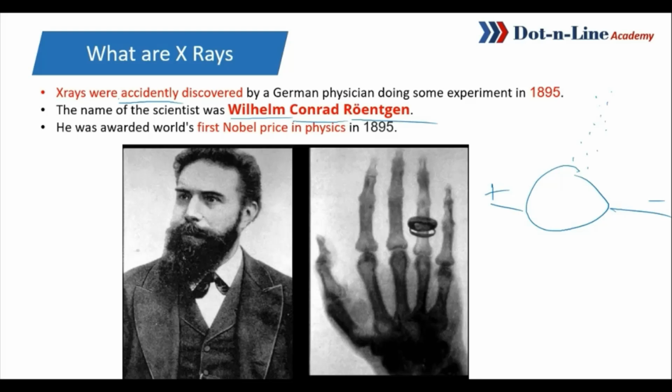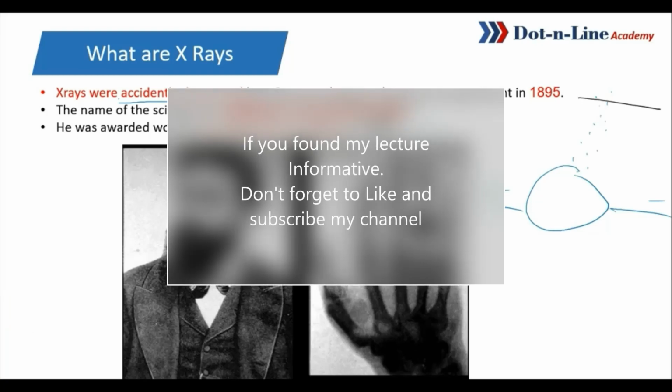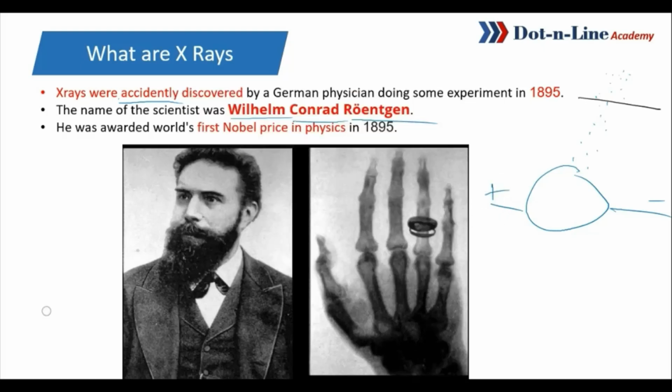To avoid these rays, he put a black film, just to avoid these rays in his experiment. But in spite of putting this black film, these rays were not stopped. They were penetrating through the black film. So Roentgen called these rays unknown rays, later called X-rays. X means unknown.